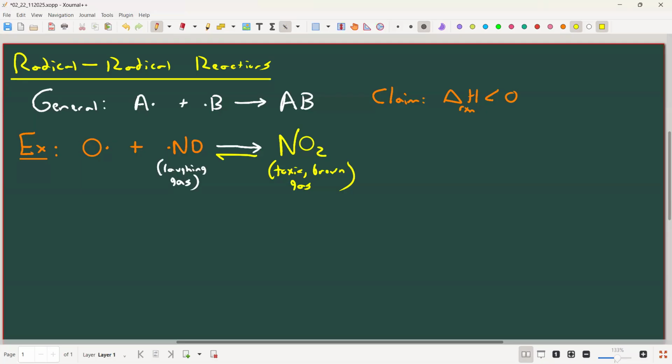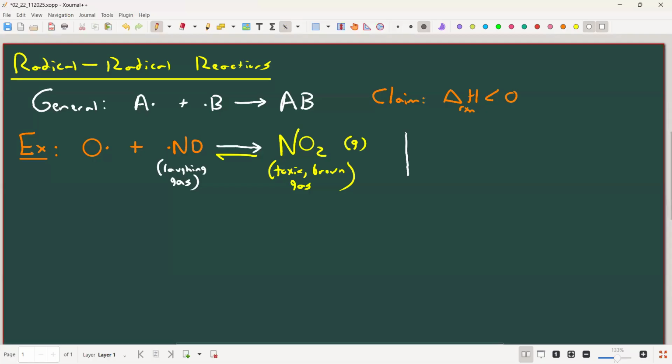Let's say it's an equilibrium. Of course, this is in the gas phase. It's the oxidation of nitric oxide. This is the main route for NO oxidation. And we can just look really quickly at the enthalpies of these. So I can make a little table of our species: NO, O, and NO2.